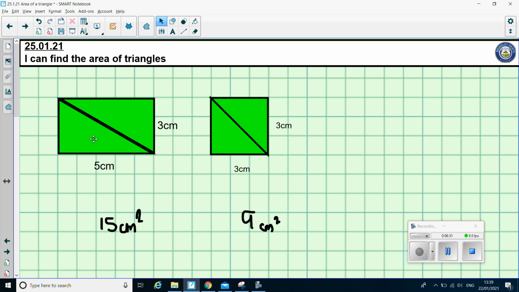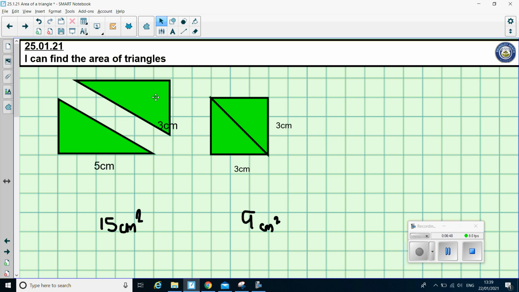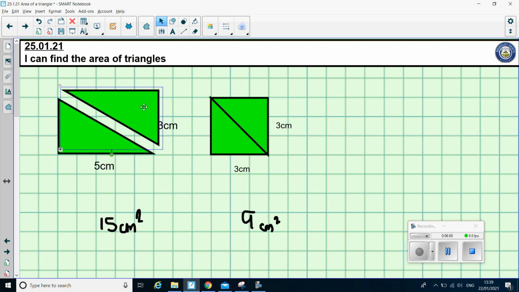Okay, Year 6. I don't know if you managed to guess it, but to find the area of a triangle, just like the rectangle, we would do what we call the base times the height of the triangle, which for the rectangle was the length times the width, and then we half it. And the reason that we half it is because a triangle is half of a rectangle or half of a square.